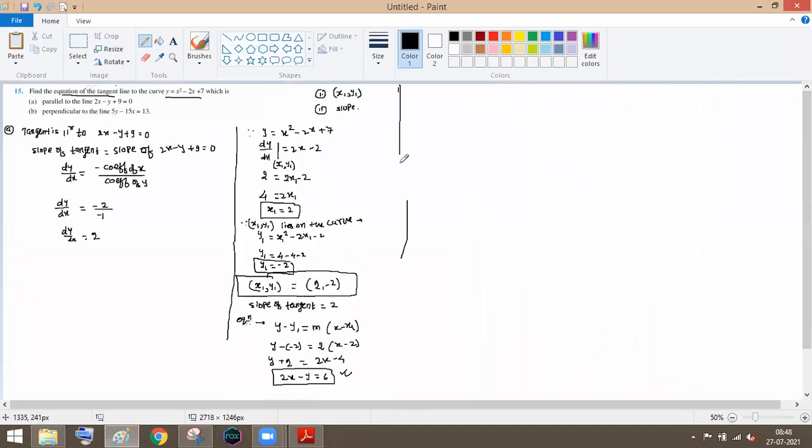Understood, everyone? Yes, sir. Now the second question is: the tangent is perpendicular to the line. Okay. So can we say that the tangent is perpendicular to what? 5y minus 15x equal to 13. Yes, the tangent is perpendicular to this.